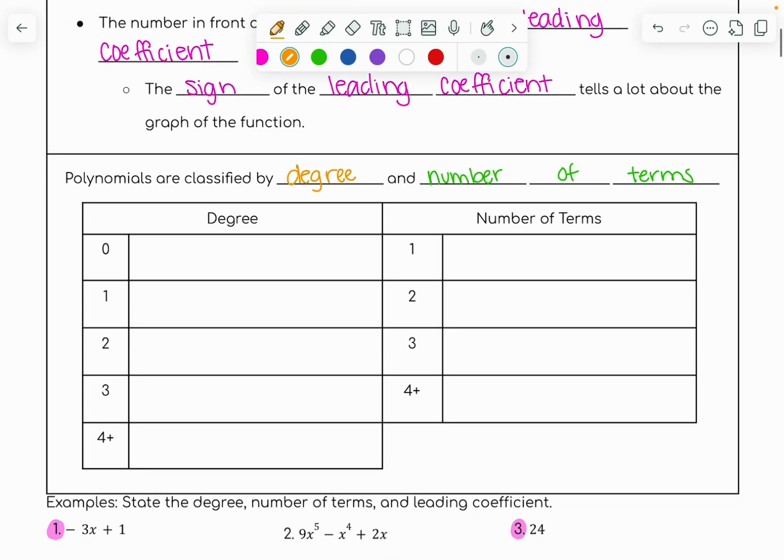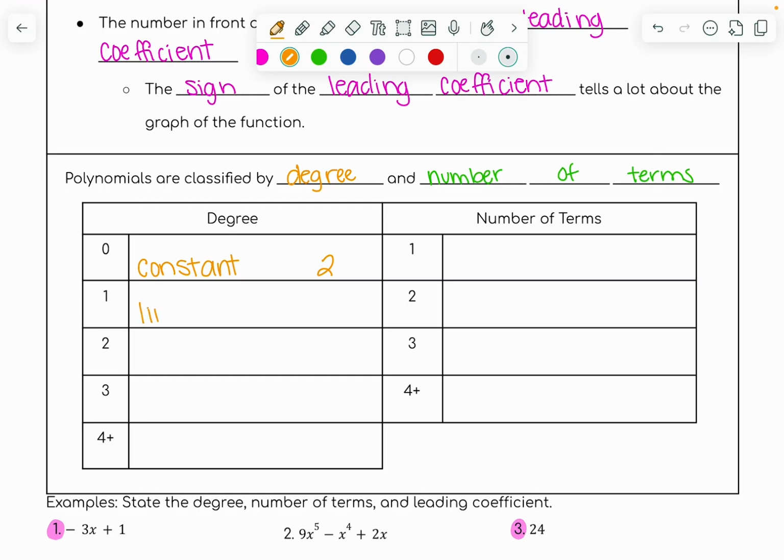So if I have a degree of 0, this would be called a constant. And this would be something as simple as 2. That has no variable with it. It has no exponent with it. It's just a single number. We call that a constant.